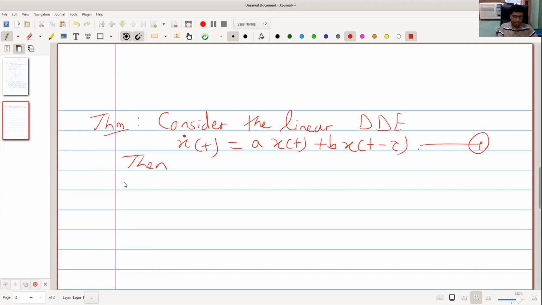Then the first result, if small a plus b is greater than 0, then DDE 1 is unstable. DDE 1 is unstable means take any initial condition except 0. Okay, 0 is the equilibrium. Then DDE 1 is unstable. Okay, so for any initial condition except 0, we get unbounded solutions.